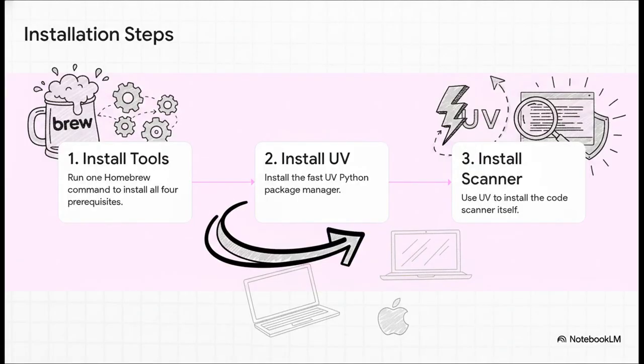The installation is literally just 3 steps. First, you run that one Homebrew command to get all the tools we just talked about. Second, you install UV, which is a new, super fast Python package manager. And then finally, you just use UV to install the code scanner. And that's it. Once that's done, you're ready to configure it.